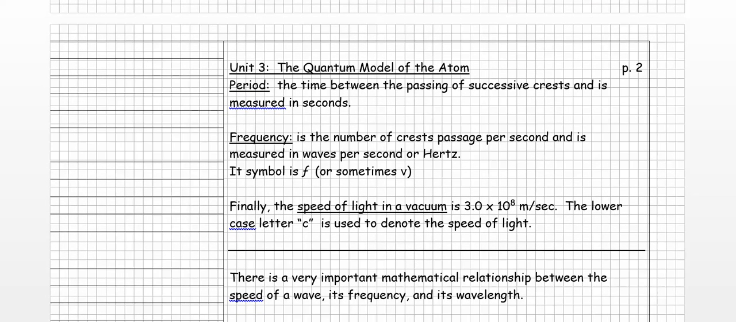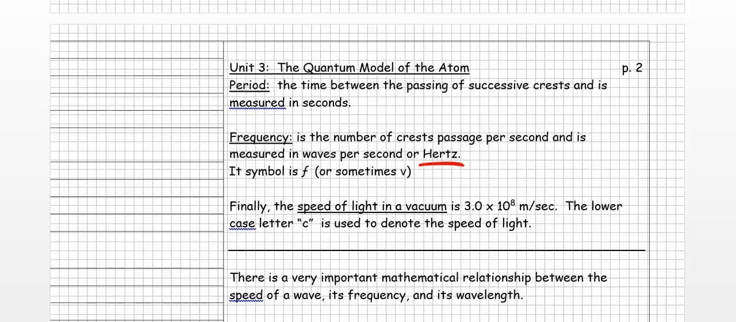A period is the time between the passing of successive crests and is measured in seconds. All right, that's a period. Frequency is the number of crests passing per second and is measured in waves per second, or hertz. This unit will be very important for us.